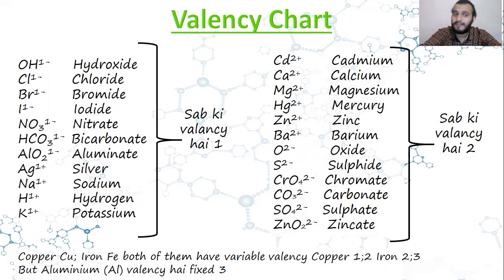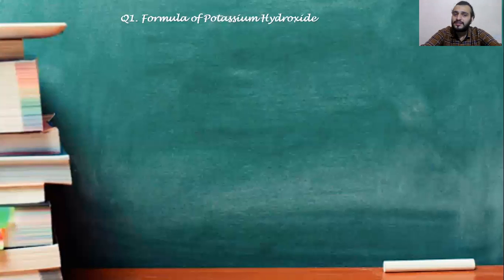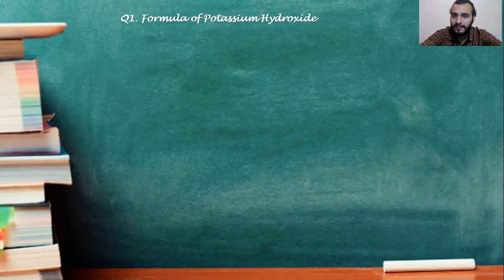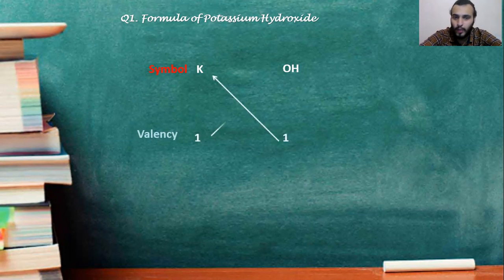Once you know the valencies of different radicals, you can easily form the compounds and get their formulas. By this trick, you can remember valency very easily. So using this, let's find the chemical formulas of different compounds. The very first question is potassium hydroxide. Potassium symbol K, hydroxide symbol OH. Then valency, using the valency chart: the valency of potassium and hydroxide is 1 each.